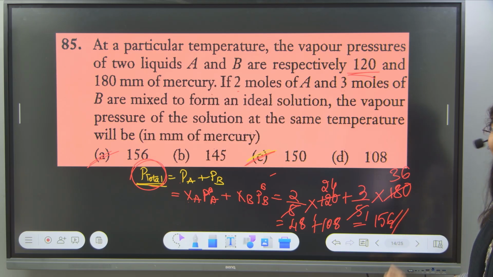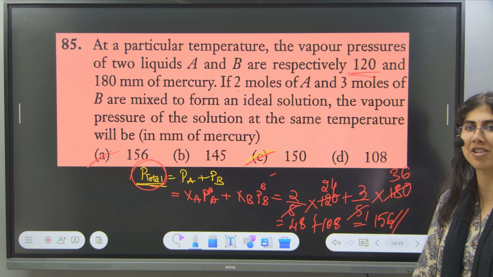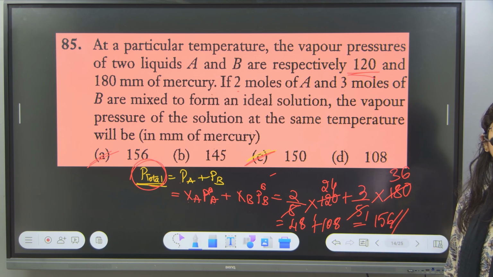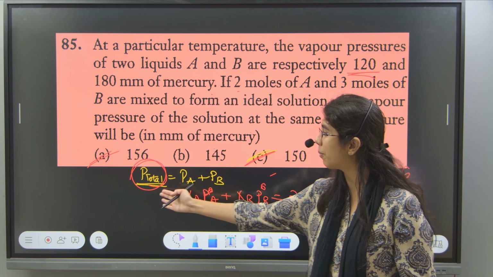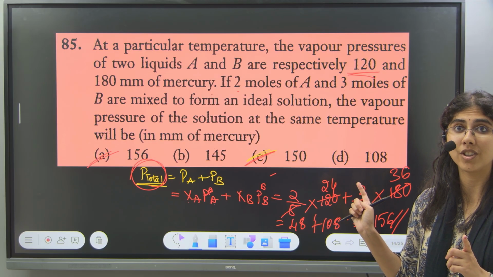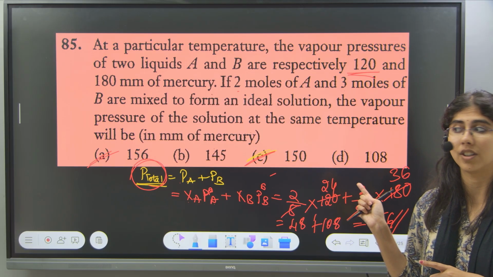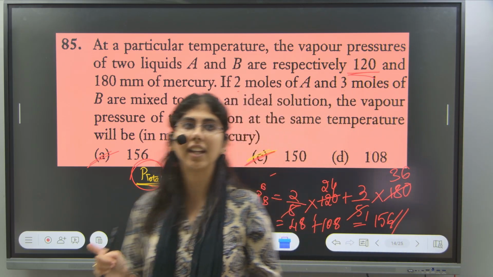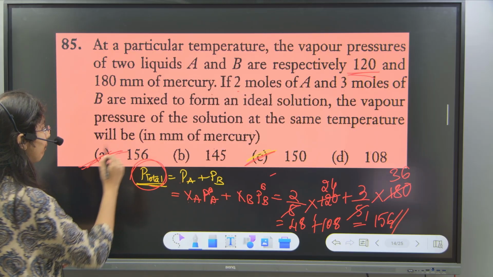The total of this is 156. I don't know why you people were going with option C. It was such a simple question, right? You just have to find out total pressure. Everything has been given. So please don't go wrong in this kind of question. You will be very lucky if you get this kind of question. Okay? Option A is correct.